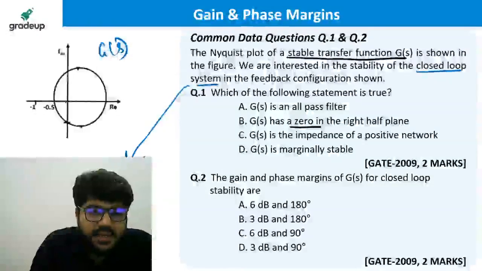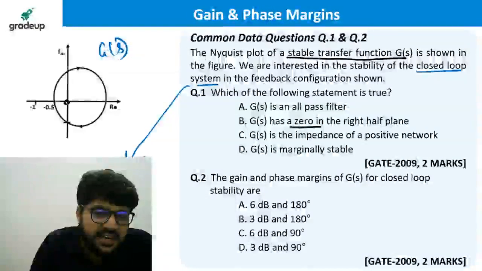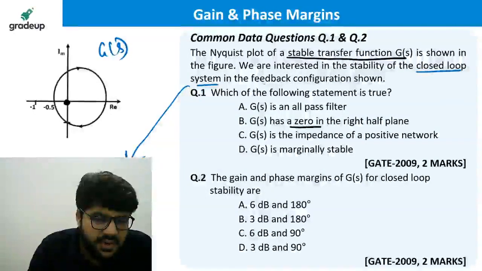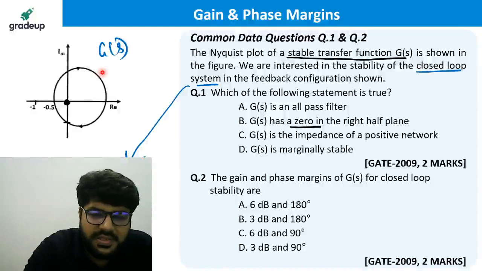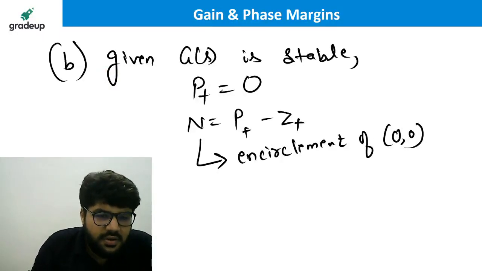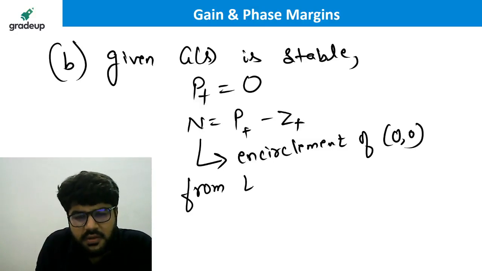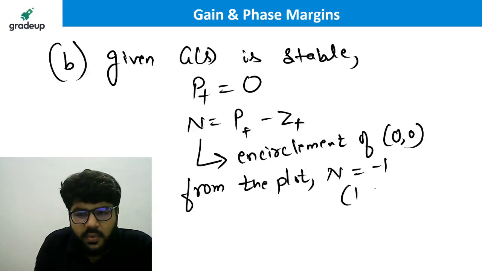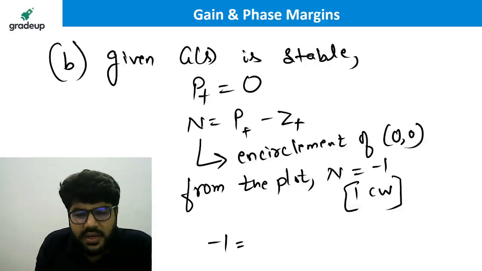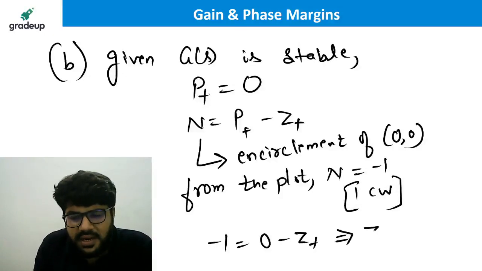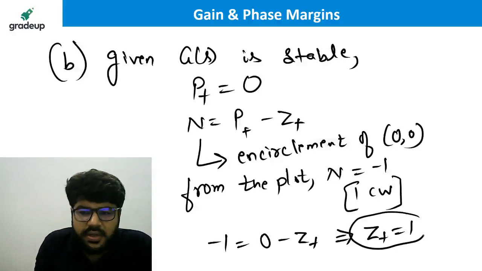So come back to the diagram. (0, 0) is the origin. Is it encircled? Yes, it is encircled once. You can follow my pointer again. In what direction? Clockwise, clearly seen from the graph. So from the given Nyquist plot, N = -1, one encirclement clockwise. So -1 = P - Z+, with P = 0. Solving that, you get Z+ = 1. So option B is true.